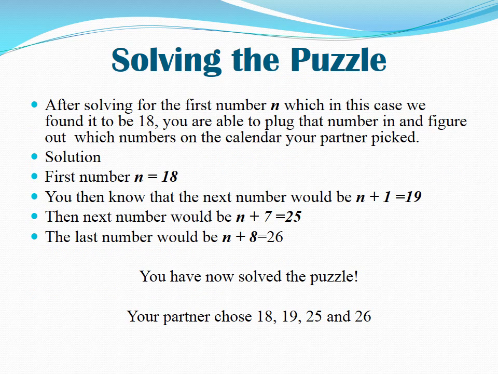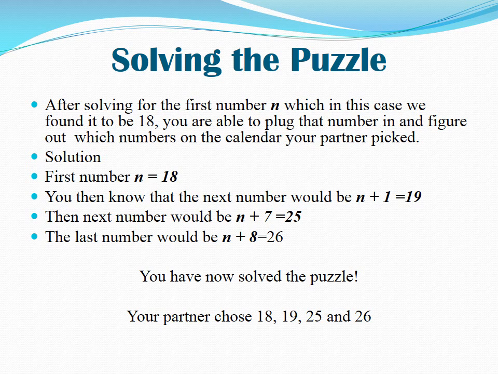After solving for the first number n, which in this case we found to be 18, you are able to plug that number in to our equation and figure out which numbers on the calendar your partner picked. So our first number n equals 18.